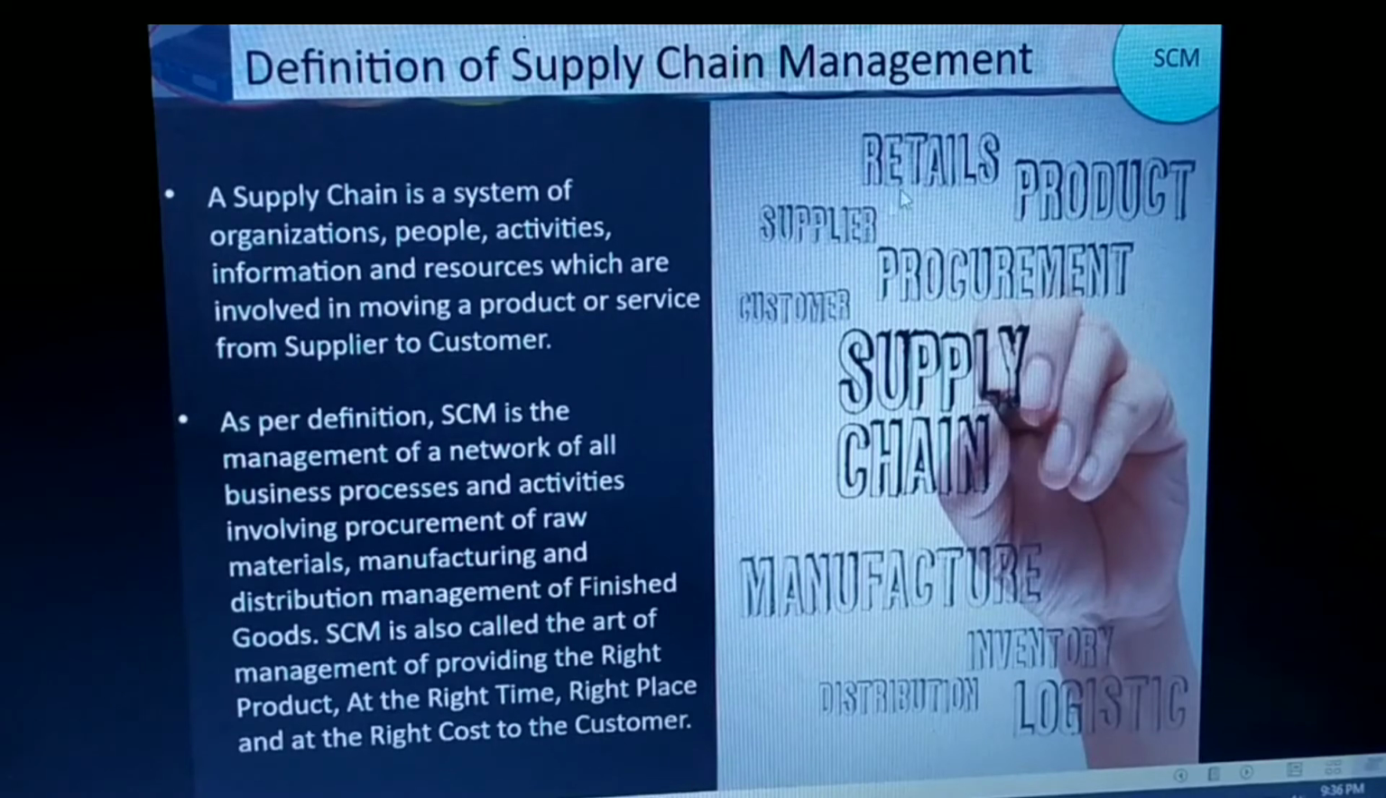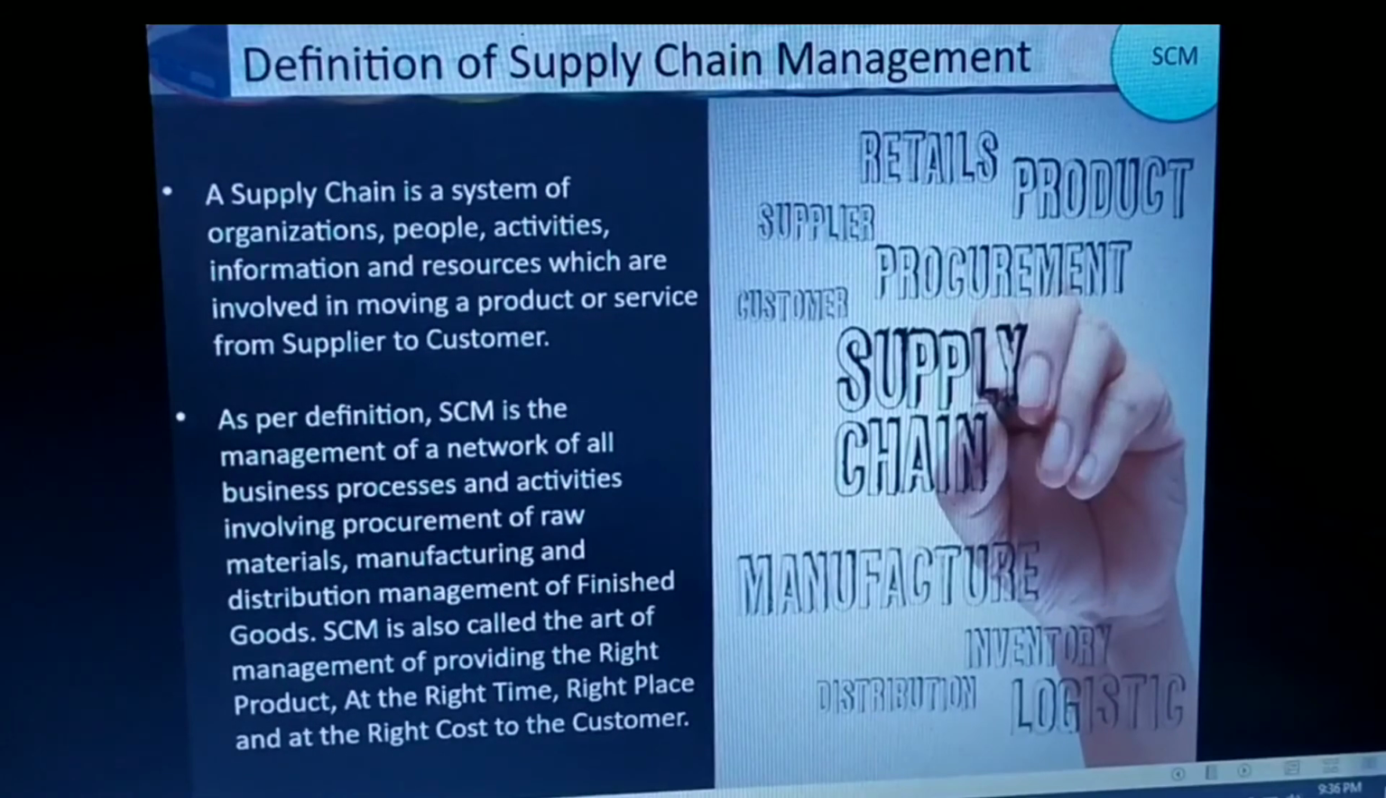So you can see here the retail, product, suppliers, procurement, all the things. Procurement means the collection of raw materials from suppliers, and manufacture, inventory, all the things are part of supply chain management.